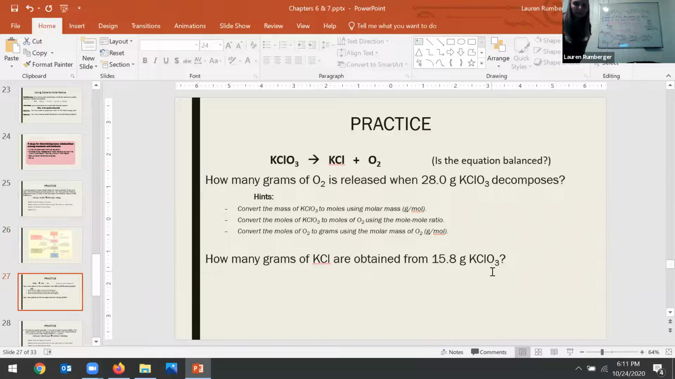Another example here: considering if we have a mass of 15.8 grams of KClO3, how many grams of potassium chloride, KCl, is formed or obtained? So now we're going to start with 15.8 grams and convert it to grams of KCl. We're going to use the same equation, so I'm not going to erase the equation.